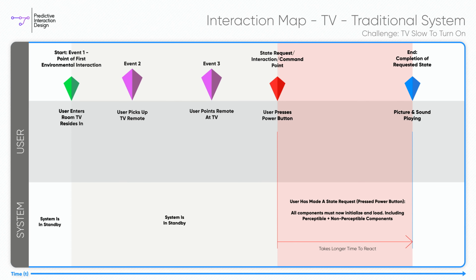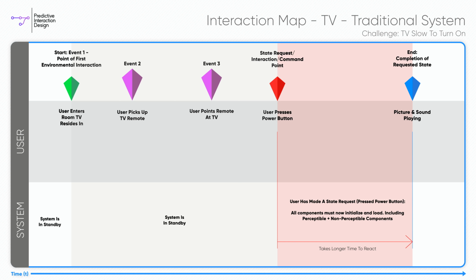Okay, that's much better. So what we've done is we've filled in the interaction map here. So we've got our challenge at the top. The TV is slow to turn on, and we want to make this user experience faster. Then if we have a look, we've got the point of first environmental interaction. This is the earliest point at which it's practically possible to measure that the user wants to interact with the system. And that's when they enter the room the TV resides in.